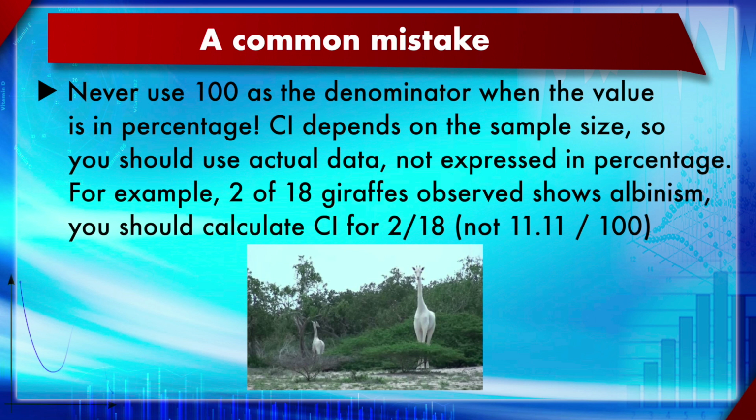One example would be 2 out of 18 giraffes observed in nature showing albinism. There are white giraffes. If you convert that into a percentage, it is 11.11%. Then you calculate based upon out of 100, that 11.11 had albinism. That is the incorrect way. You should base your analysis on the exact data, that is 2 upon 18.